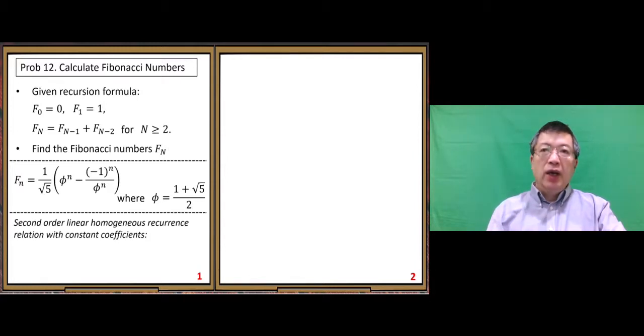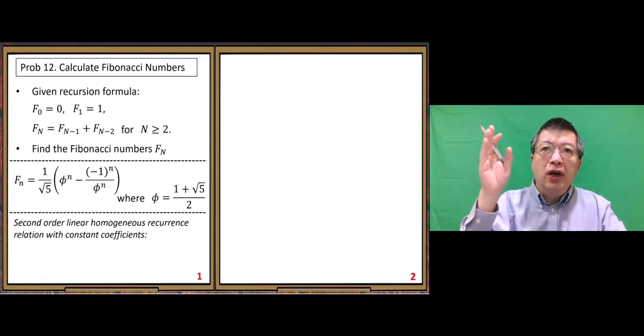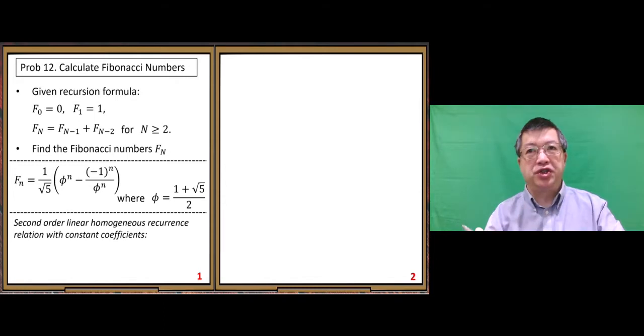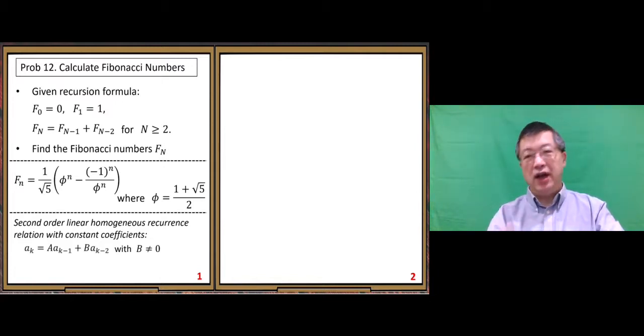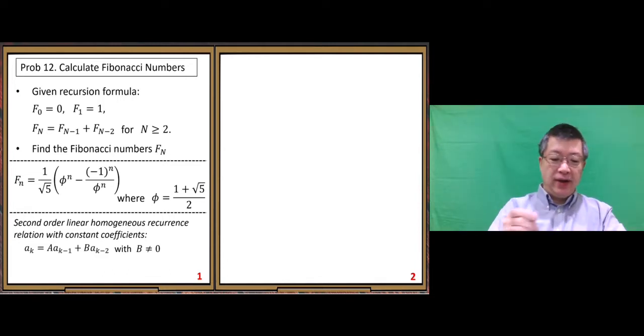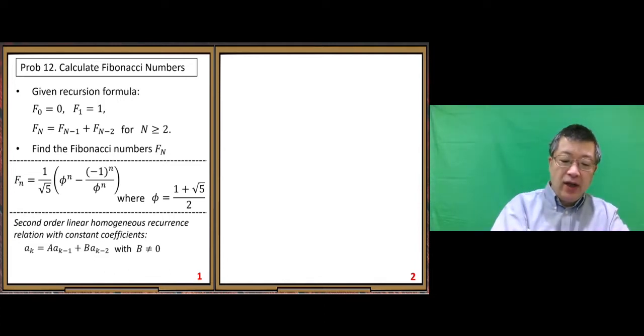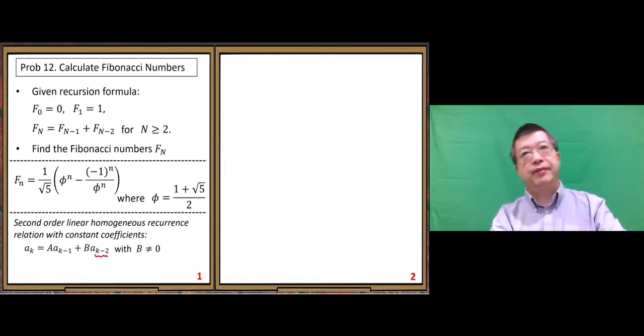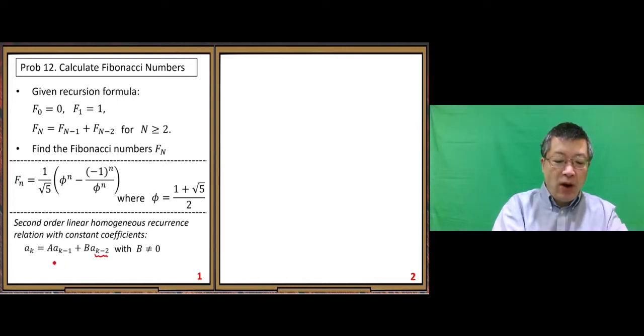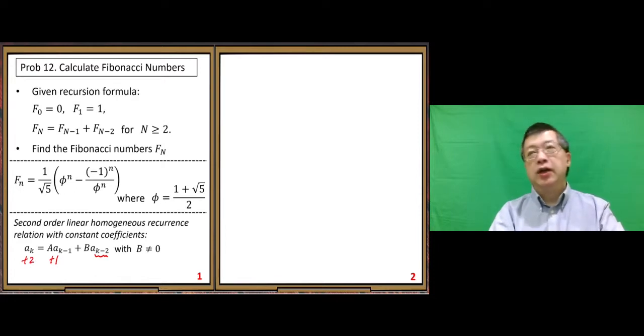It is a second-order linear homogeneous recurrence relation with constant coefficients. So what's that? Look at this formula. Second order. Why second order? Look at the lowest subscript. You start from the lowest subscript and increase it by 1, plus 1, plus 2. So the highest one is second order.